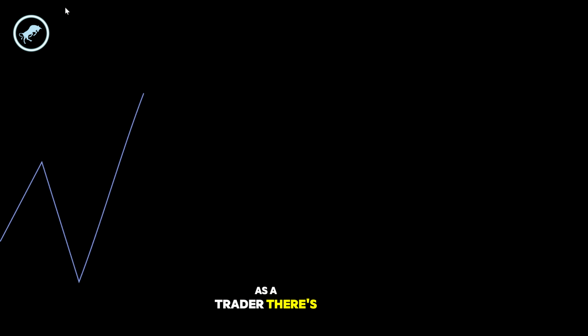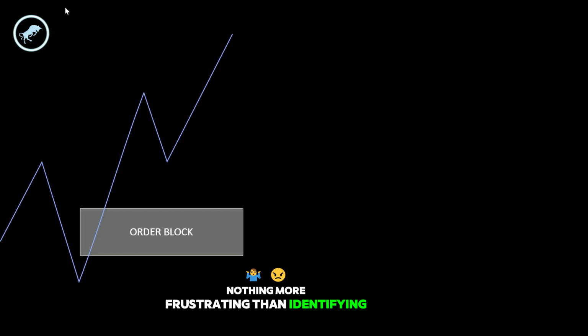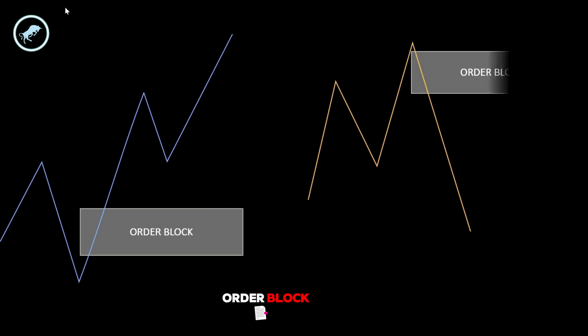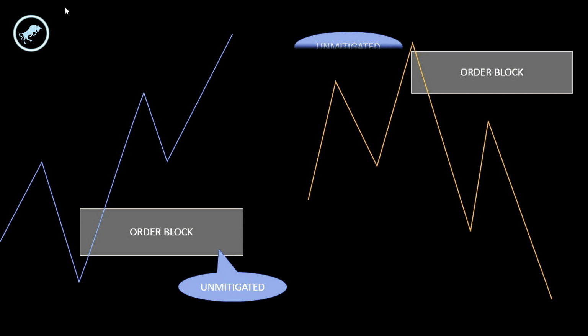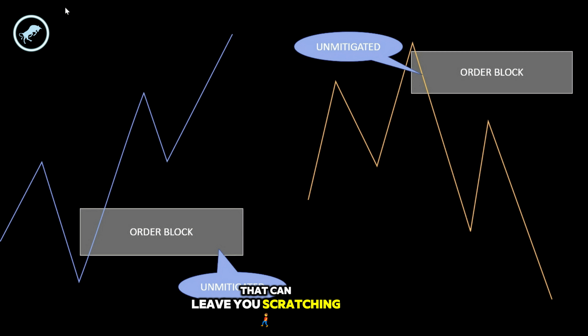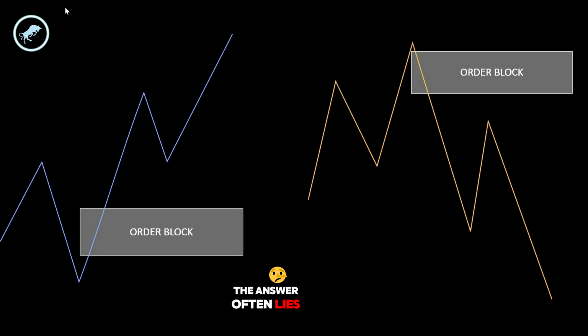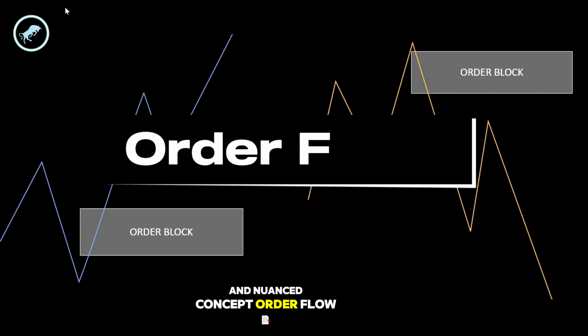As a trader, there's nothing more frustrating than identifying what seems like a perfect order block, only to watch the price move away without ever mitigating it. It's a common scenario that can leave you scratching your head, wondering what went wrong. The answer often lies in understanding a more complex and nuanced concept: order flow.